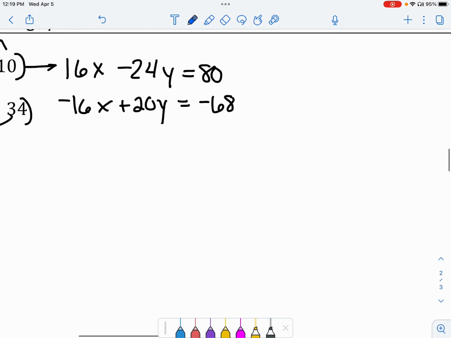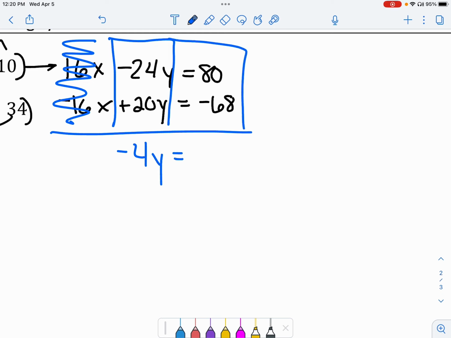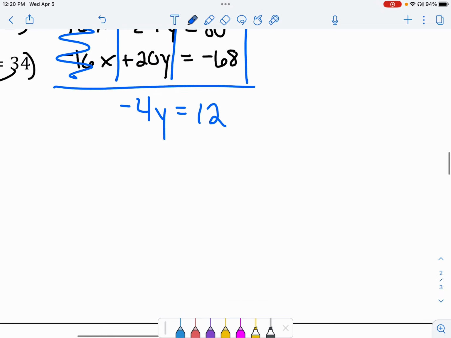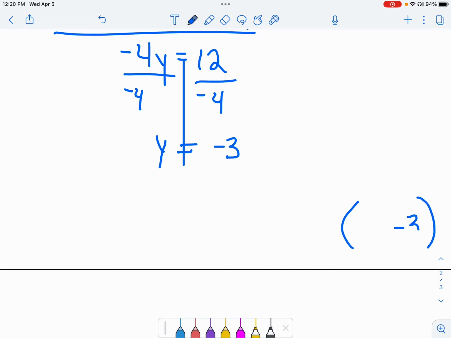Now you can do what I said sometimes kids try to do too soon. Adding here cancels your x's. Adding here gives you negative 4y equals, and adding here gives you positive 12. Now I'm going to zoom up and just look at that. From here on out, we solve. So divide by -4. Y is -3. You're halfway there. You got your y value.